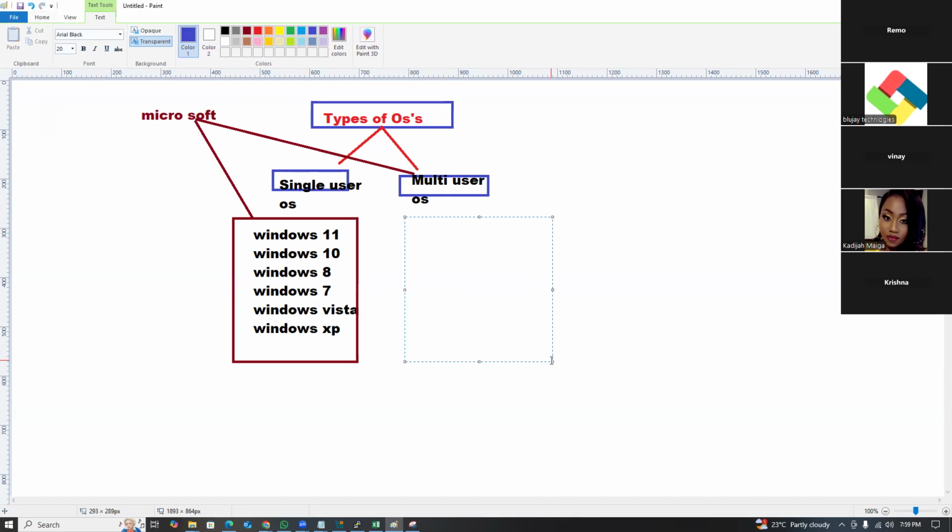For example, Windows Server 2018, Windows Server 2016, I don't know exactly, Windows Server 2012, Windows Server 2008. Okay, so these are multi-user operating systems.